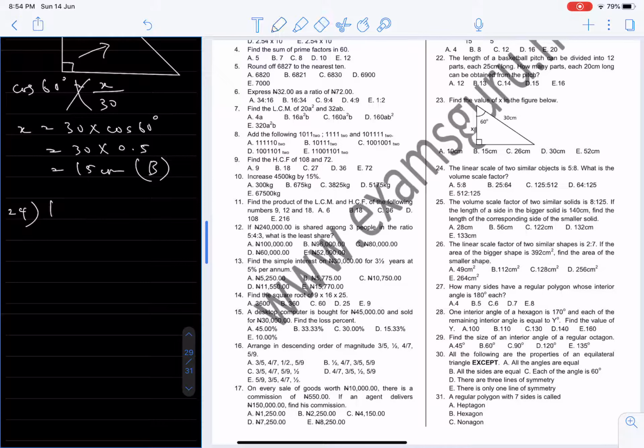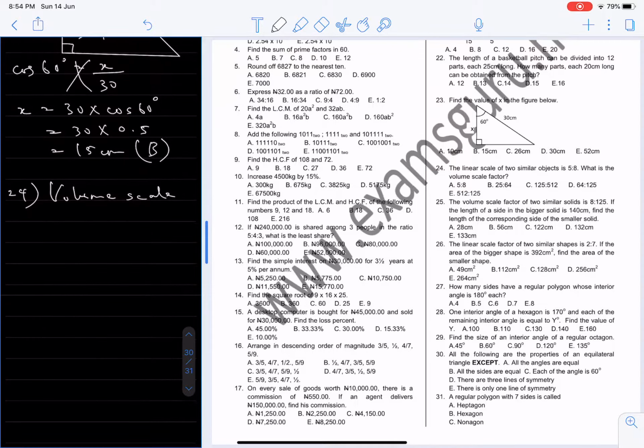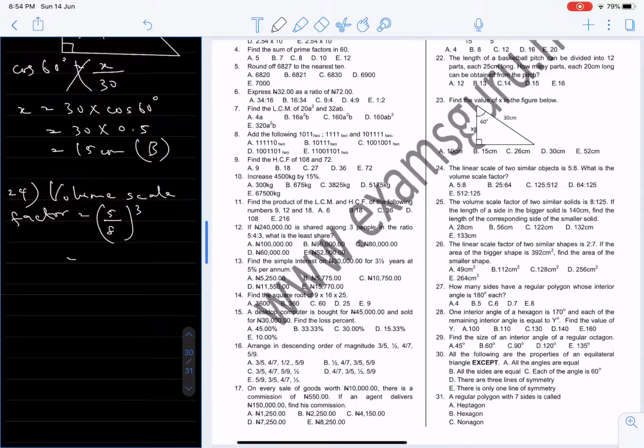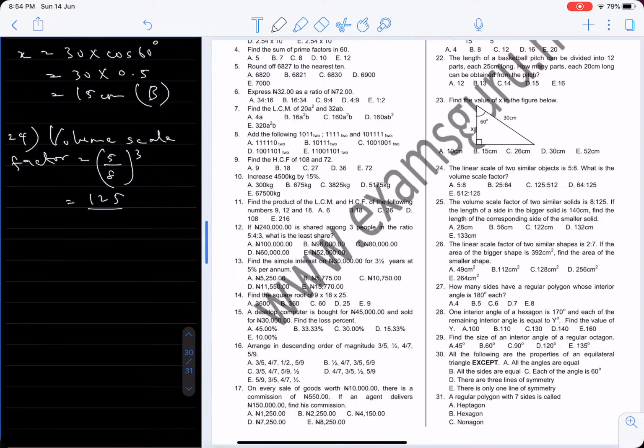If linear scale is 5 to 8, then volume scale factor is going to be 5 over 8 raised to power 3. It's going to be the cube of that ratio, which is 125 to 512.